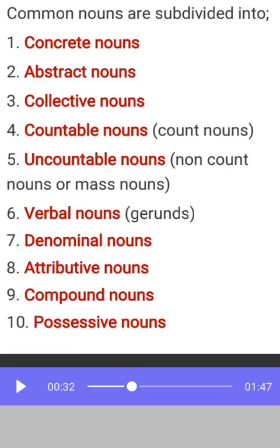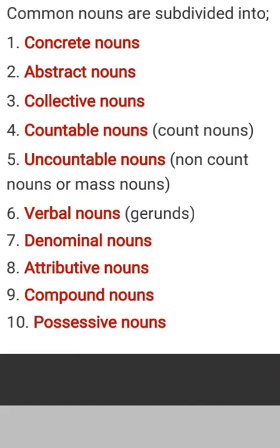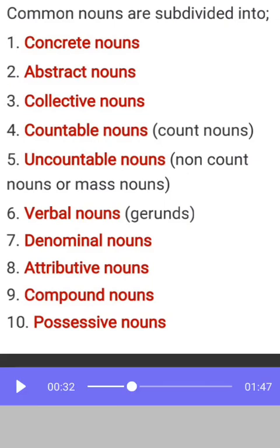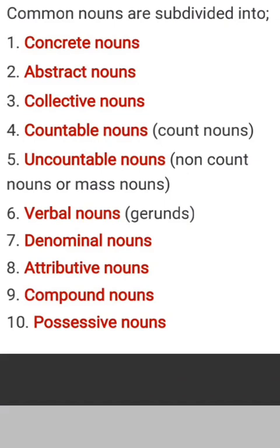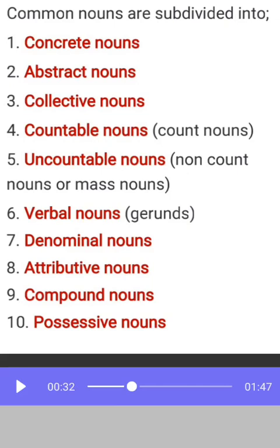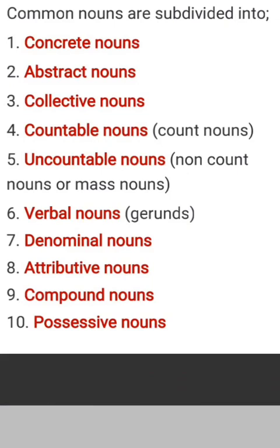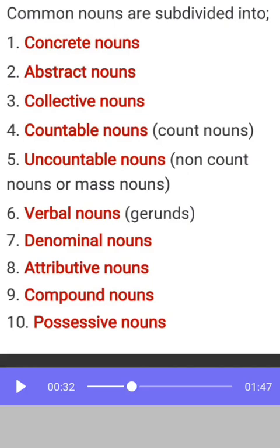In all, the 12 types of nouns are proper nouns, common nouns, then concrete nouns, abstract nouns, collective nouns, countable nouns, uncountable nouns, verbal nouns, denominator nouns, attributive nouns, compound nouns, and possessive nouns. So take note of this so that we can always be conscious of them.